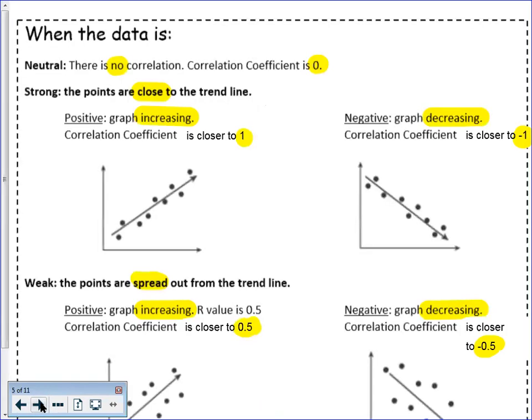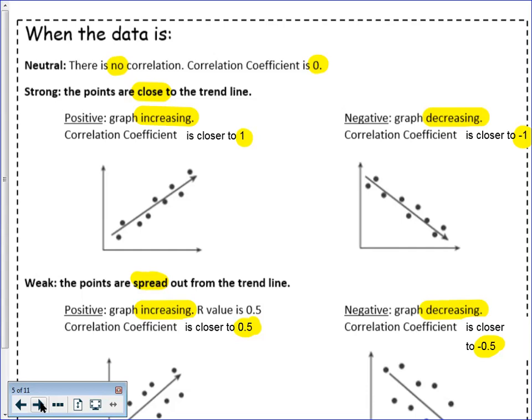All right. You probably want to go ahead and pause the video so you can copy all of this down because there is a lot to copy down here, okay? I'm just going to go ahead and start reading through it. But like I said, I suggest you pause it so that way you can get everything written down. When the data is neutral, that means there's no correlation. We're going to call that a correlation coefficient of 0, okay?